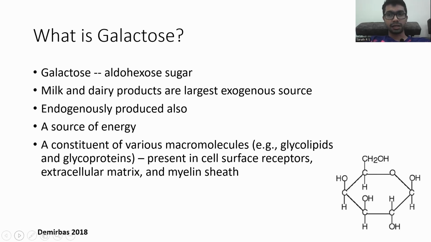Galactose is a source of energy. However, the main purpose of galactose in our body is to make glycolipids, glycoproteins, etc., which are core components of cell surface receptors, extracellular matrix, and myelin sheath.